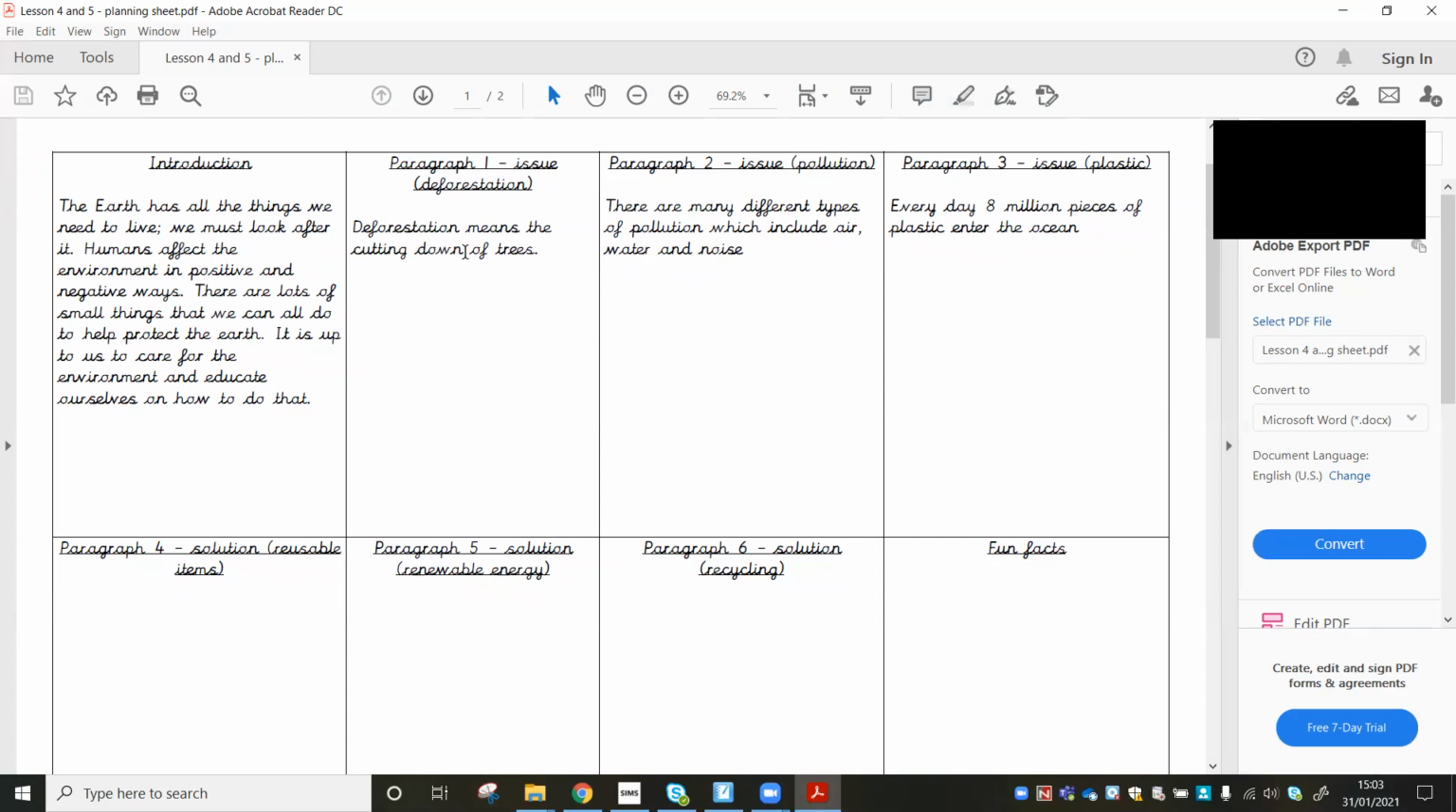So deforestation means the cutting down of trees. So I've just started by defining what that word means. And then I will continue on, again, talking about the impact for the animals, for their habitat, how, for example, all the trees being cut down. Think about what's the benefit of trees? And if trees are being cut down, what's happening to all of that? Okay, so again, I've just started these off, just a sentence in each one.